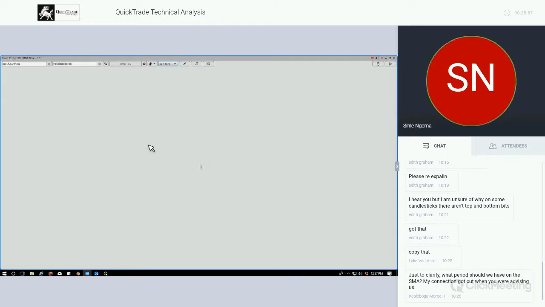Okay, Kalibcha has a question there. Just to clarify, what period should be used? The period on the simple moving average that you should apply is 10. You must use the 10 simple moving average there. I know we have 200, we have 50, we have all of those, but for this strategy, I think you should just stick to the 10 simple moving average.